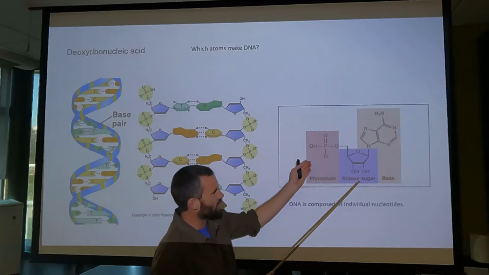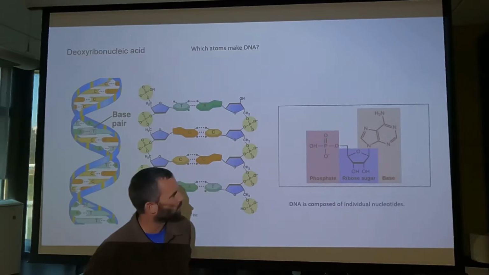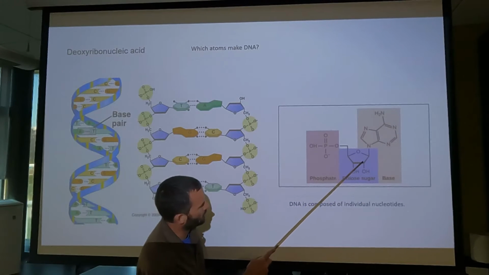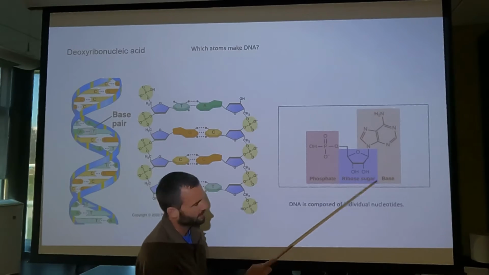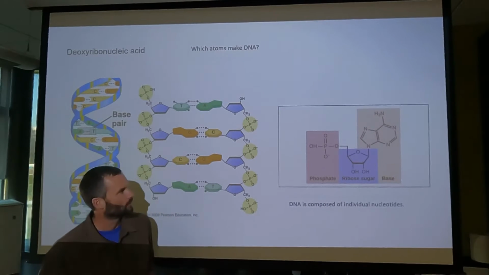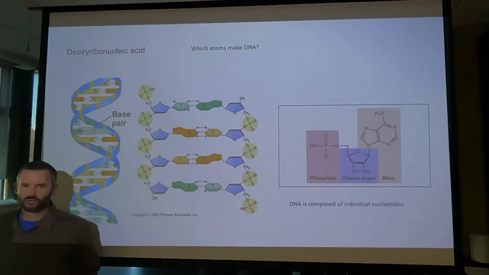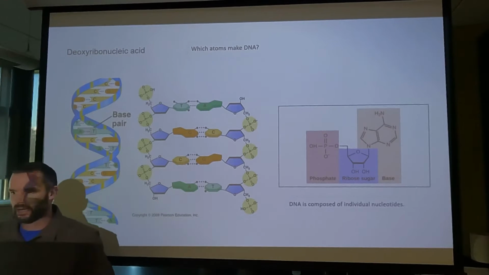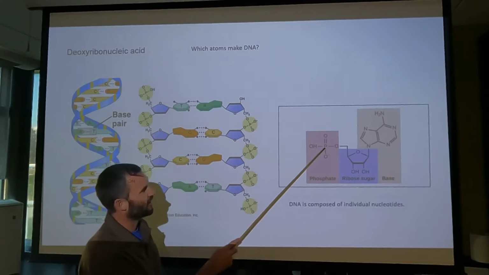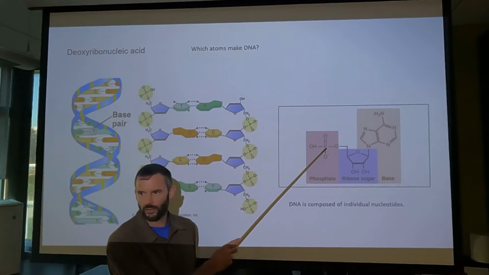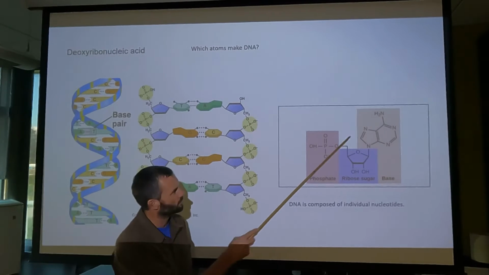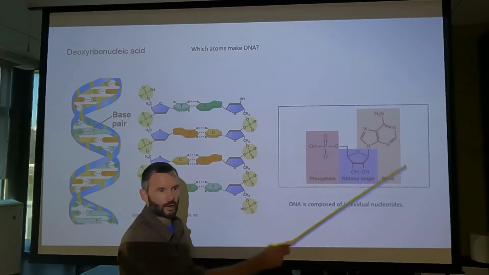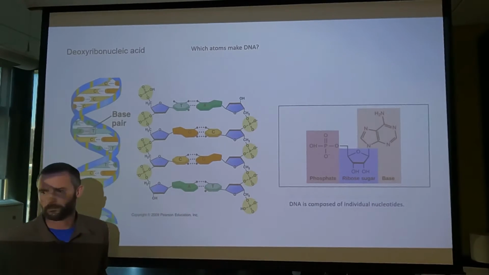And looking at this structure here, we're going to find the same. There's our carbons, there's our oxygen, there's our hydrogen. But what else do we have on here that's making up DNA? Phosphorus. We have phosphate molecules. Good, we have a phosphorus. Nitrogen. We also find nitrogen in there.